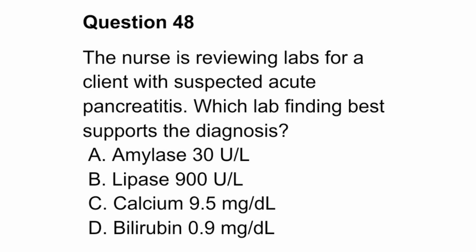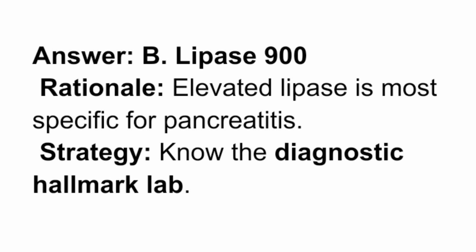Question 48. The nurse is reviewing labs for a client with suspected acute pancreatitis. Which lab finding best supports the diagnosis? A. Amylase 30 U/L. B. Lipase 900 U/L. C. Calcium 9.5 mg per deciliter. D. Bilirubin 0.9 mg per deciliter. Answer: B. Lipase 900. Rationale: elevated lipase is most specific for pancreatitis. Strategy: know the diagnostic hallmark lab.